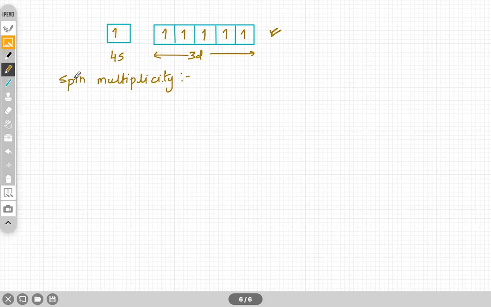Spin multiplicity, we calculate this with the formula 2 summation of s plus 1. This is the formula of spin multiplicity. How do we calculate this? Suppose we need to find out the spin multiplicity of carbon in excited state, right? Carbon has 6 electrons. We draw the electronic configuration of this. That is 1s2, 2s2, and 2p2.